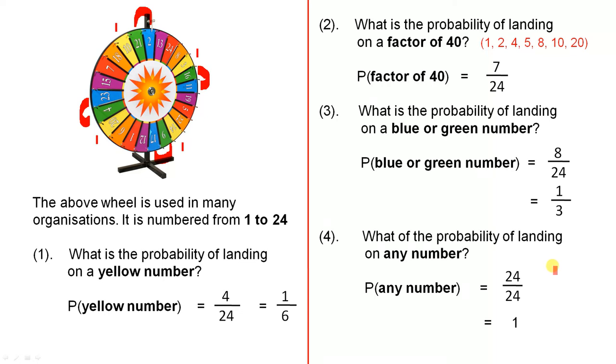What is the probability of landing on any number? Any number at all. Doesn't matter which one. Well, it has to be 24 over 24. And when you cancel that down, you get 1. Later on, we'll look at what this actually means, when you have a probability of 1.